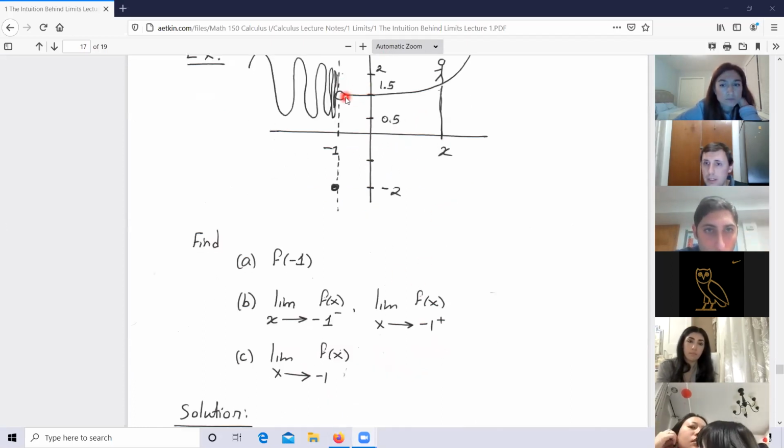It's 1.5, yes? And what happens if I go to minus 1 from the left? It's a bit weird here. Maybe you cannot see with this picture. I'll show you. You cannot draw what I'm trying to draw in some sense, okay? But I will show you what it is.